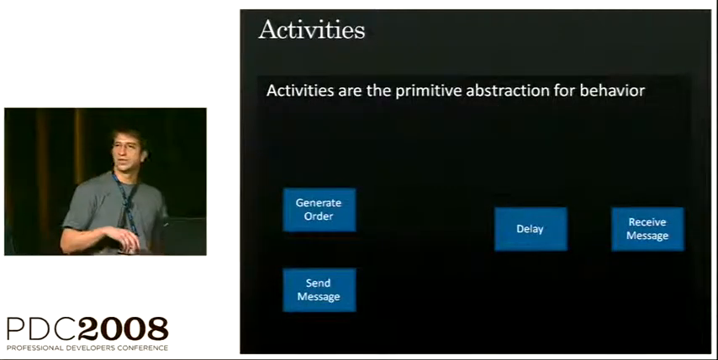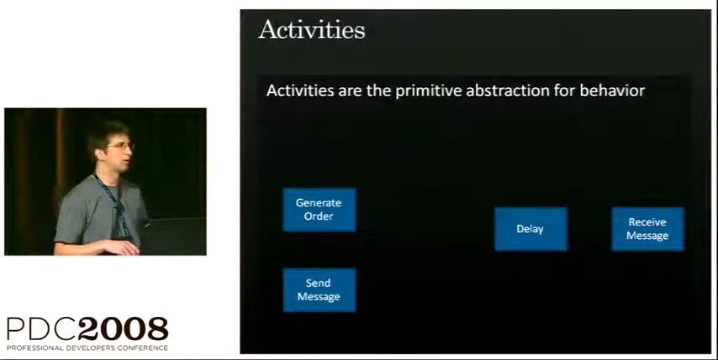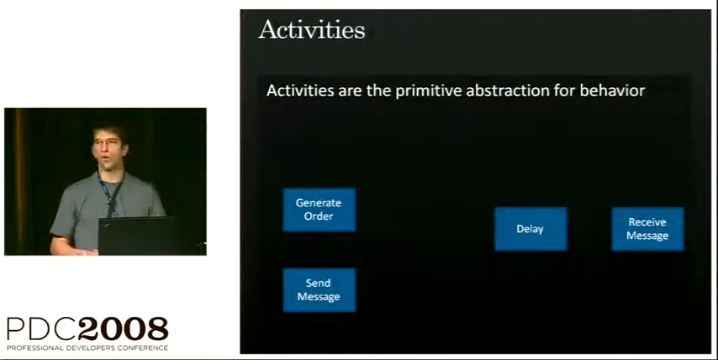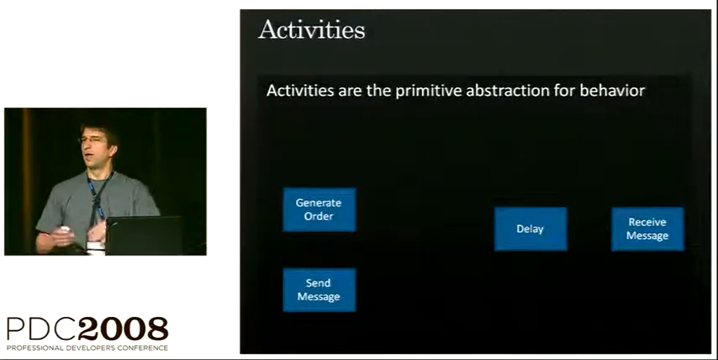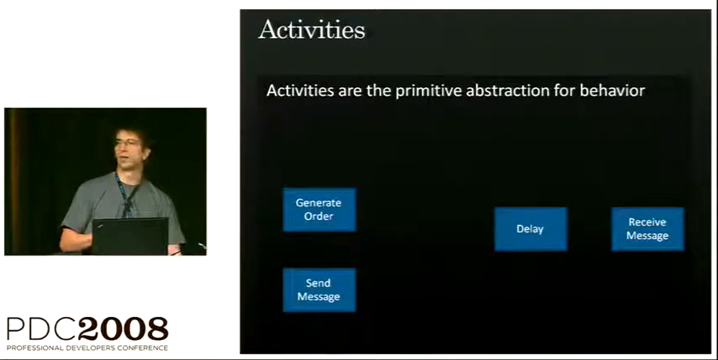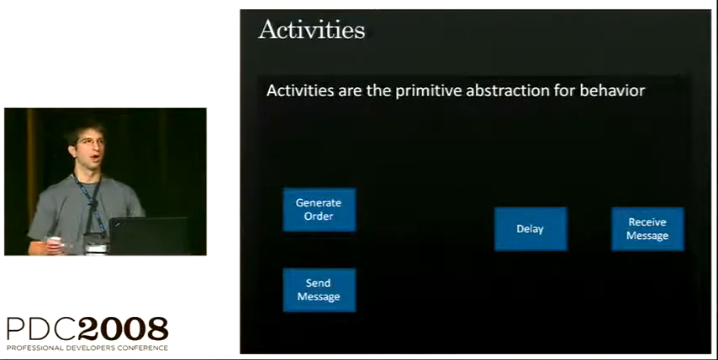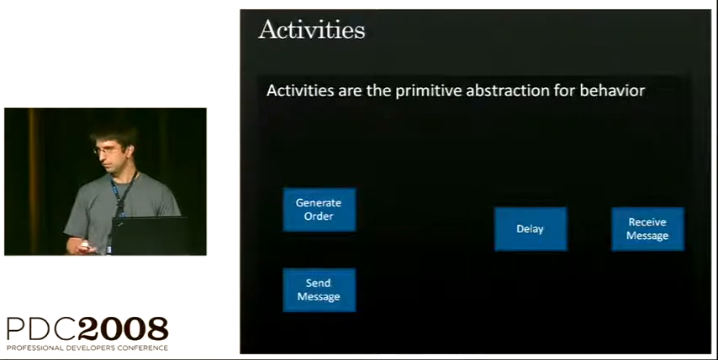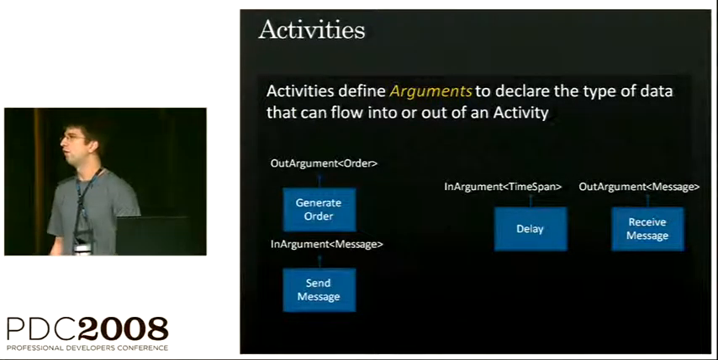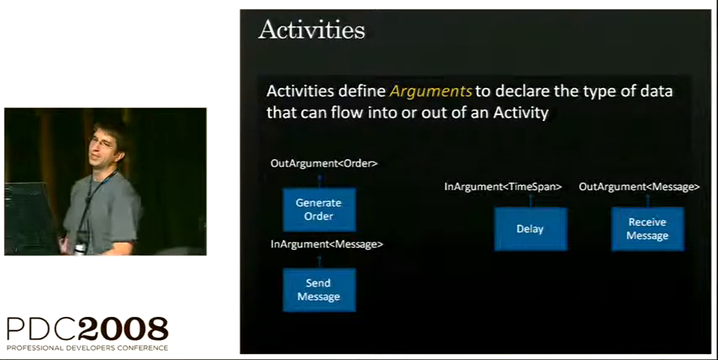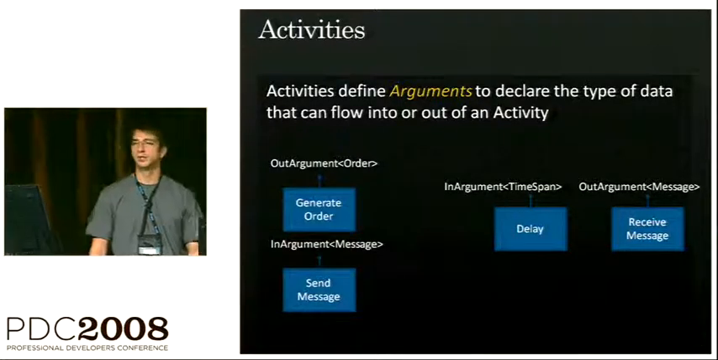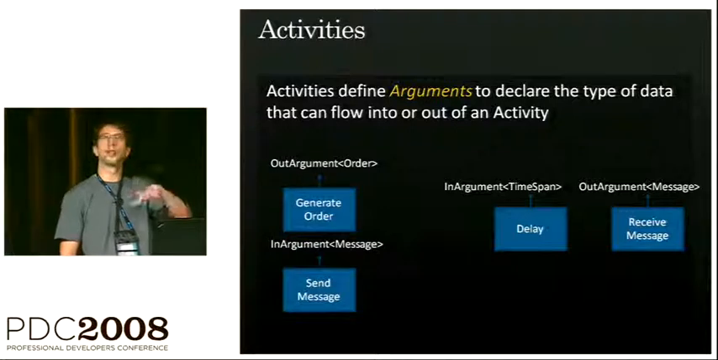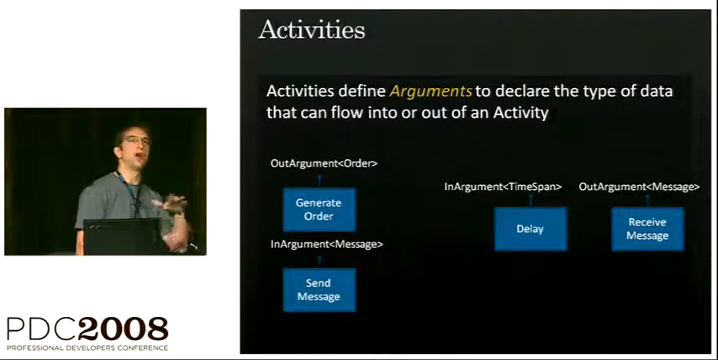So I want to emphasize just a couple of things that we're going to be seeing in the demos today that are new in 4.0. Activities as the primitive abstraction for behavior is common across the 3.0, 3.5, and 4.0 model. But in 4.0, we've written a new activity model to work on a new activity runtime where we can flow data into activities using arguments.